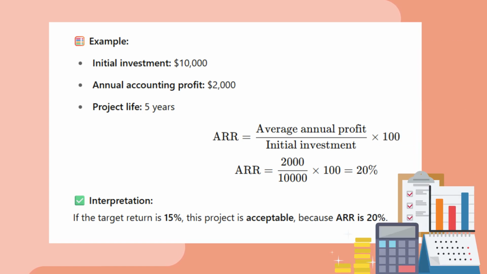Let's calculate the accounting rate of return, or ARR, using a simple example. The initial investment is $10,000. The average annual accounting profit is $2,000. Now, let's apply the formula. ARR equals 2,000 divided by 10,000, then multiplied by 100. That gives us ARR equals 20%. So, this project earns a 20% return each year based on accounting profit. Let's say if the target return is 15%, this project is acceptable because ARR is 20%.